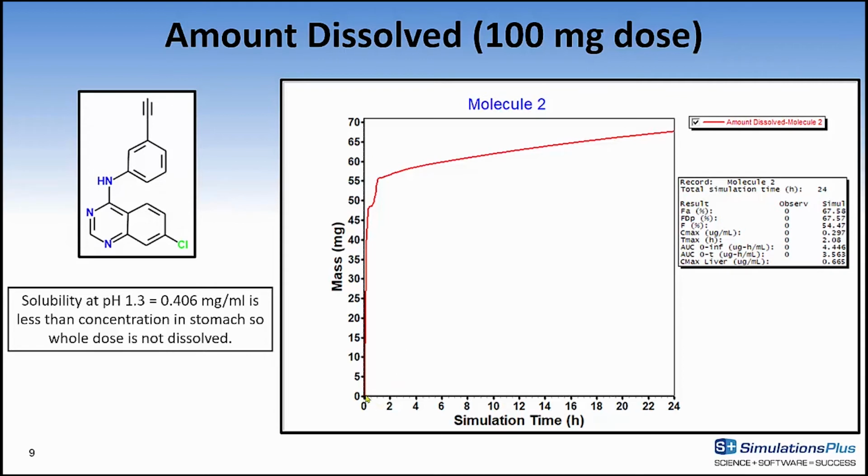So we see that this red line here represents the amount dissolved. And again, remember that this is a 100 milligram dose. So when the compound gets into the stomach, it dissolves very quickly, but it doesn't fully dissolve because the solubility in the stomach at pH 1.3 is 0.46 milligrams per milliliter. And that's less than the concentration in the stomach. So the whole molecule is not dissolved.